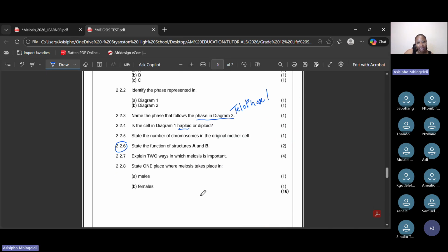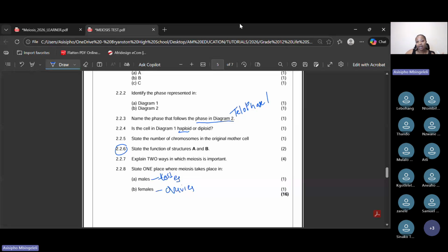That's the answer. Explain 2 ways in which meiosis is important. You can speak about the production of sex cells. You can speak about the introduction of genetic variation. I think all of that will be correct. State 1 place where meiosis takes place: in males, that will be the testes, and in females, the ovaries.